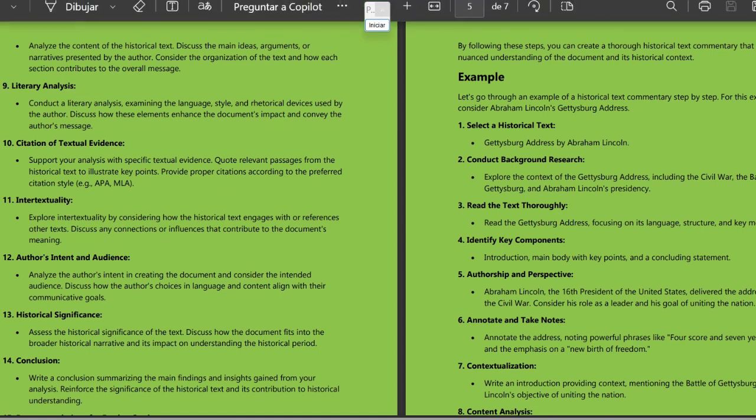11. Explore intertextuality by considering how the historical text engages with or references other texts. This is about intertextuality. Author's intent and intended audience. We have to analyze the author's intent in creating the document and consider the intended audience. Discuss how the author's choices in language and content align with their goals. Historical significance. And finally, conclusion.